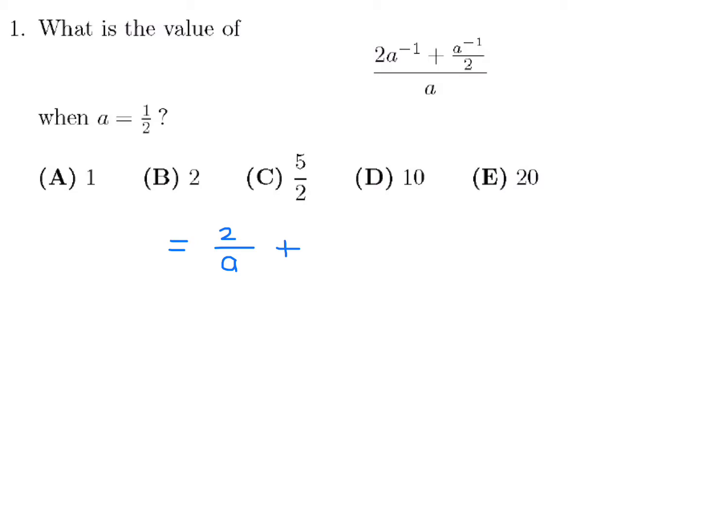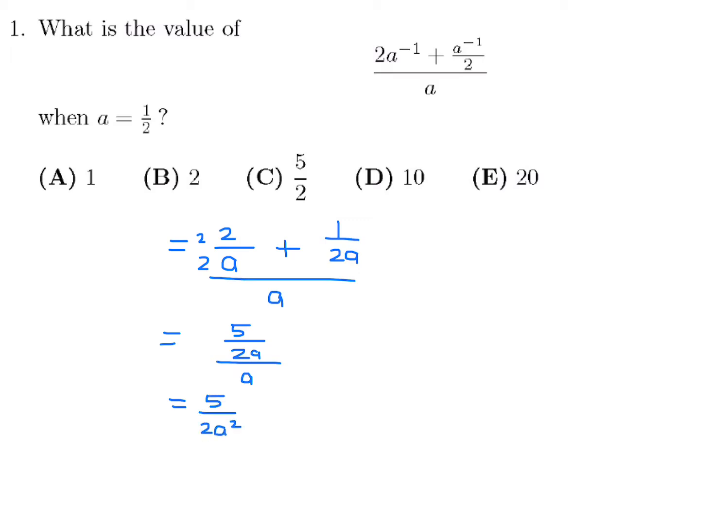2 over a, 1 over 2a, all over a. Get a common denominator, top and bottom by 2, and that becomes 4 plus 1, which is 5 over 2a, all over a. This becomes 5 over 2a squared.